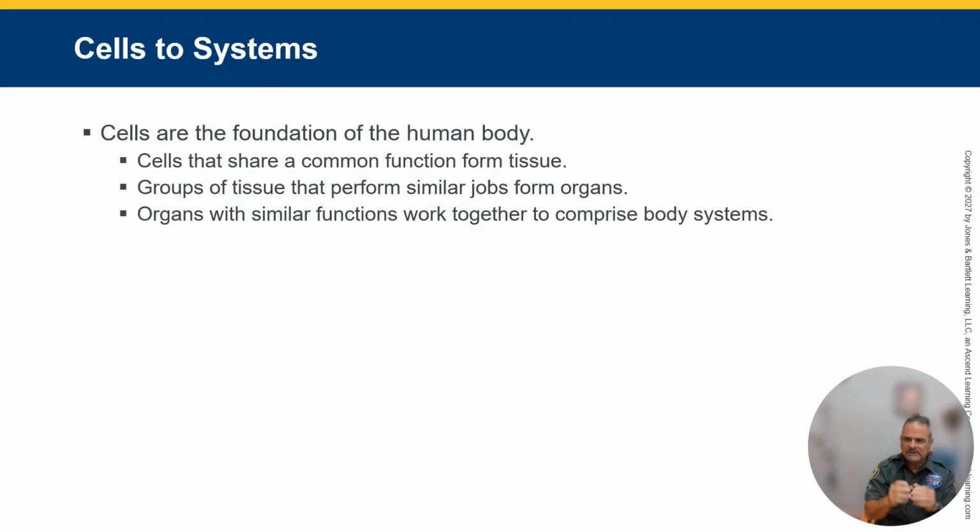Groups of tissue that perform similar or interrelated jobs, we call those organs. The heart is surrounded by cells and tissues that are cardiac tissues, cardiac cells. So it forms the heart. The word cardio means heart. Organs with similar functions work together to comprise a body system, which is the overall package. Okay.